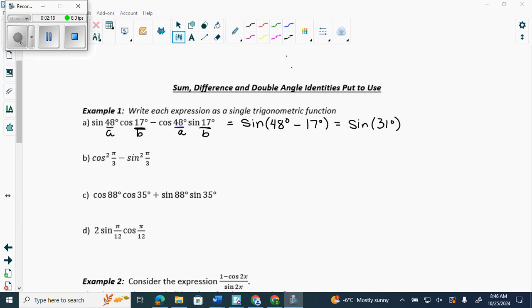Okay, this one is cos A, cos B, sine A, sine B. Which formula does that go with a plus sign in between? Cos A minus B. Yep. So we're going to get cos A, which is 88 degrees, minus B, which is 35 degrees. And we're going to get cos of 53 degrees.